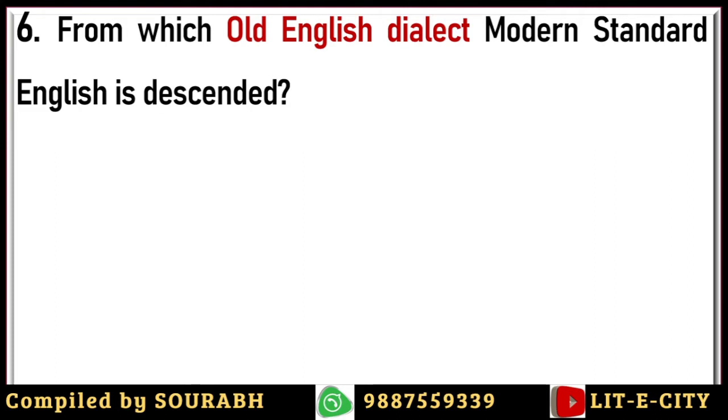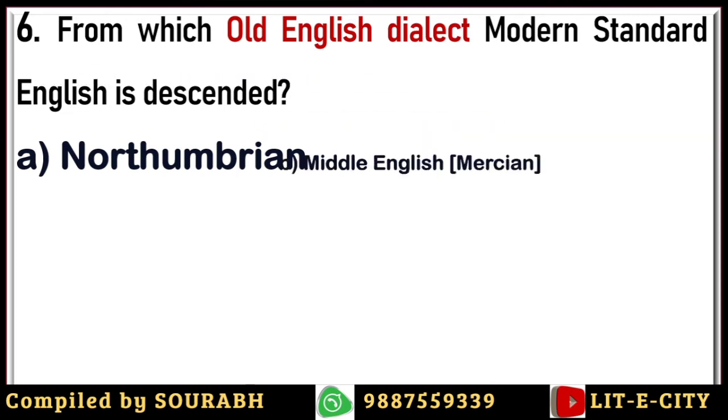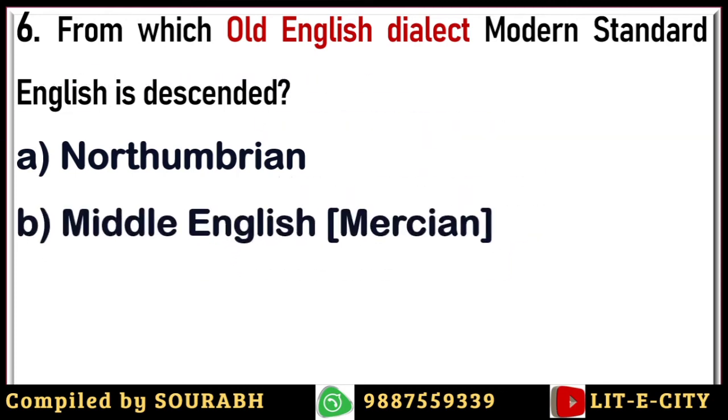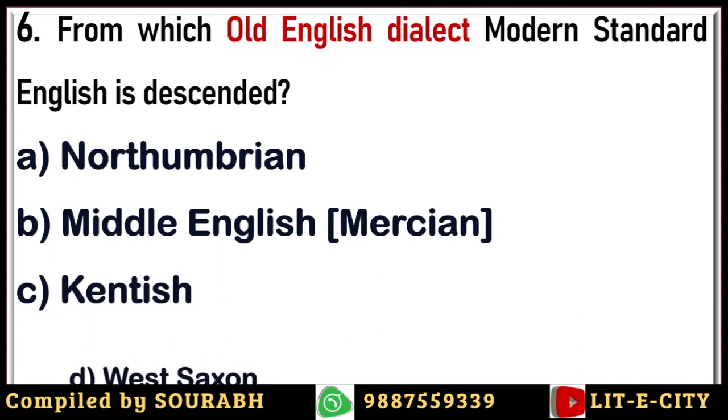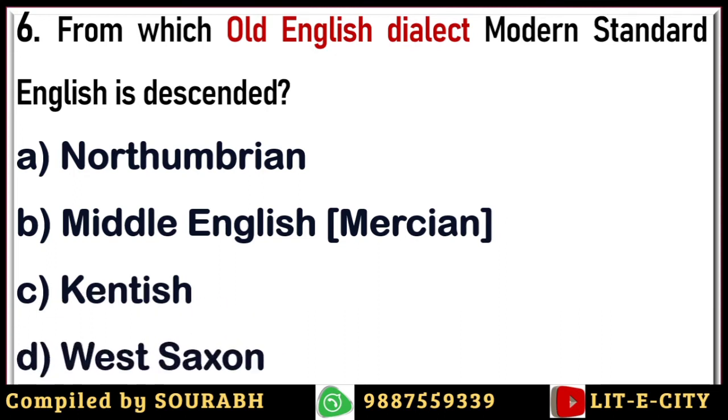It is a great topic of study. Many linguists have tried to find the traces of which was the dialect, because even in that period, during the 7th, 8th and 9th centuries, there were 4 to 5 dialects spoken by the people of that area. Was it Northumbrian? Then we have Middle English, or known as Mercian dialect. Then there was Kentish, and the last one is West Saxon dialect.